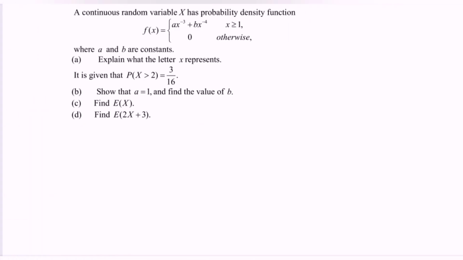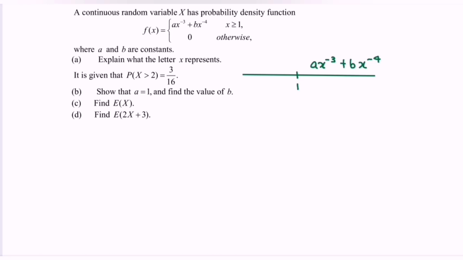Hello everyone, in this video I'm going to discuss the example for random variable. A continuous random variable x has a probability density function. So given the function, I would like to represent the situation in a real number line. Here we have situation 1: a x to the power negative 3 plus b x to the power negative 4.